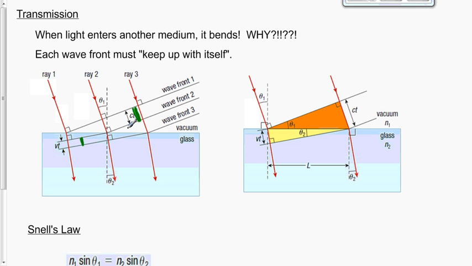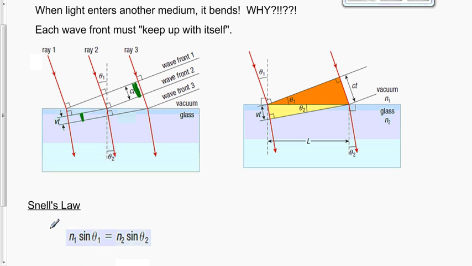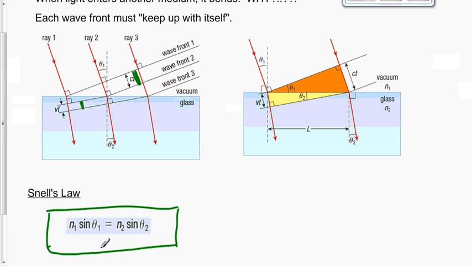We can actually get an expression using geometry for this angle theta 1 and theta 2. And we actually don't have to do it. Somebody's done it for us. And we come up with Snell's law, which again should be something you've seen in grade 10 science. This just tells us how much light will bend when it travels from one substance to another based on its refractive index.